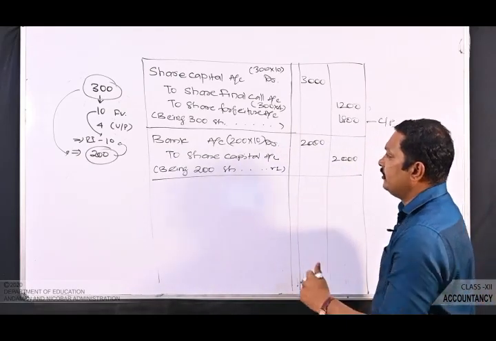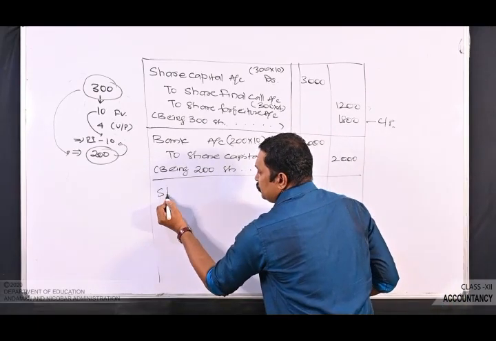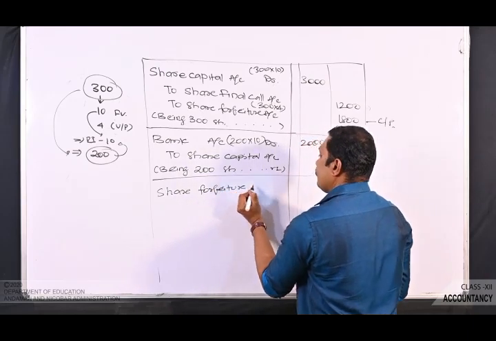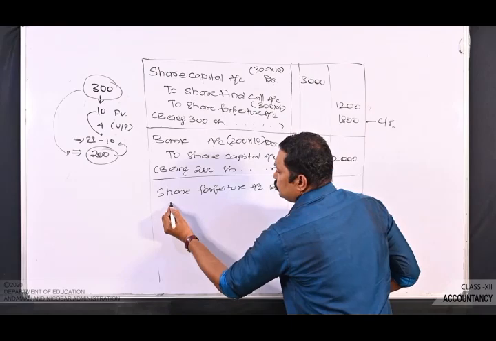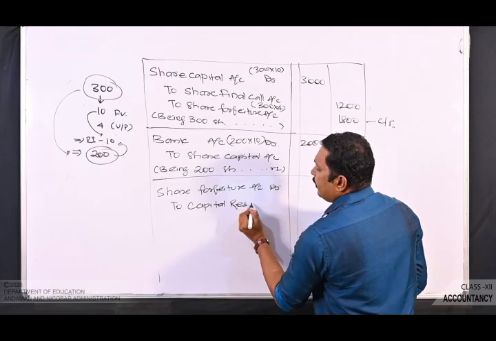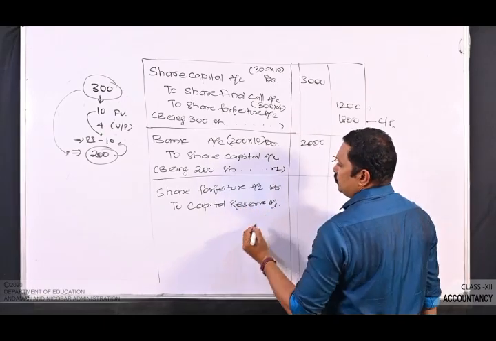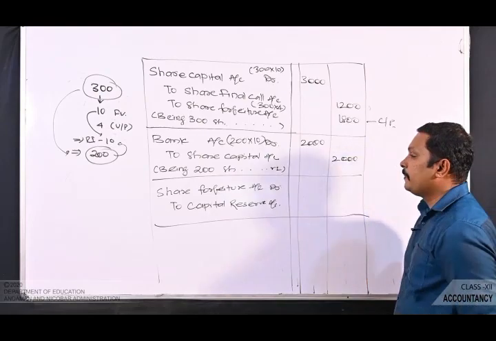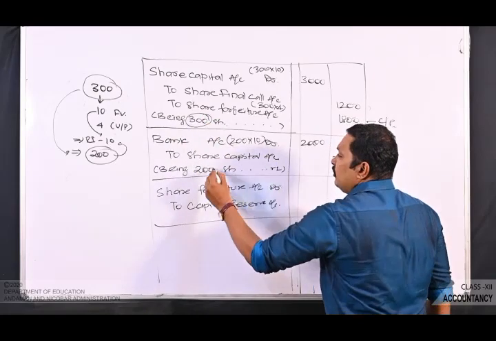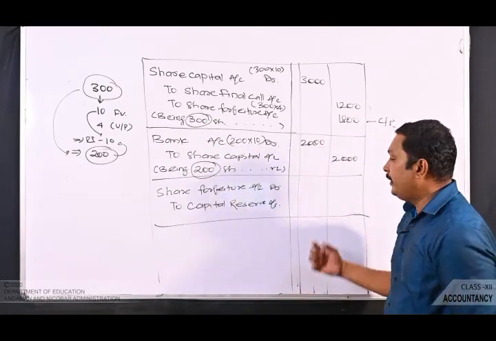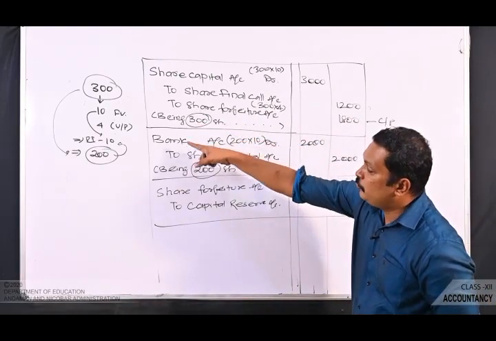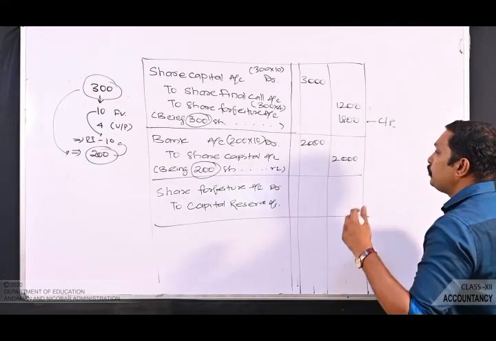Okay. Now the third entry. What is the entry? Share forfeiture account debit to capital reserve account. So this is actually we issue for 300 shares, but we reissue only for 200 shares. So how to write the amount here? We can't directly write this amount here because we forfeited 300 shares, but we are reissuing only 200 shares. It should be proportionately reduced.